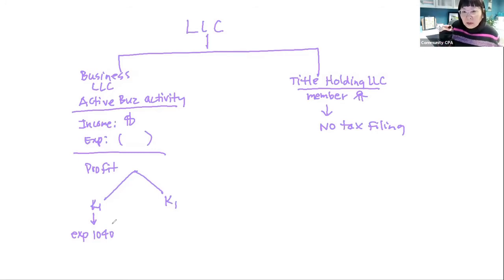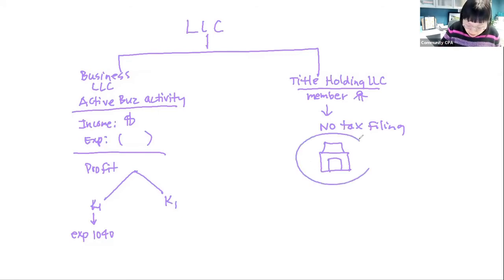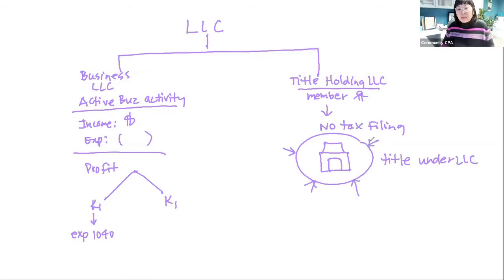But this title holding LLC is marvelous. It is protecting your asset with one more layer. So let's say you have a house and you have the house title under LLC, then it is one more protection. Basically, people cannot get into that. That's a liability protection.